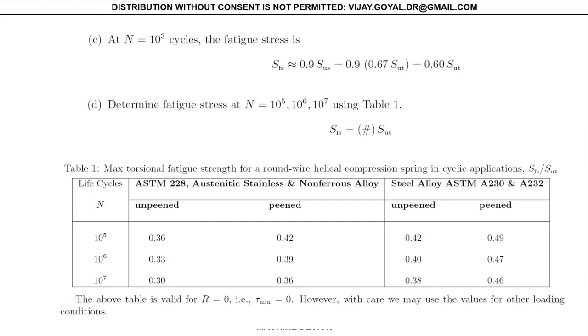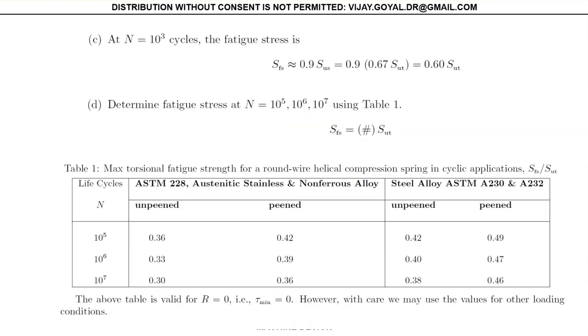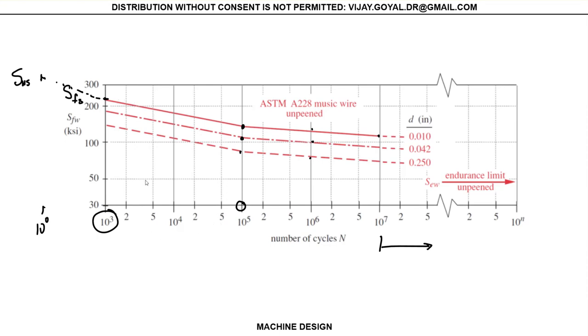And then at 10 to the 3 cycles, this location right here, we will find that by basically multiplying 0.9 times SUS, or you can approximate that, just multiply 0.6 times the ultimate tensile strength. So then you have 10 to the 5, 6, and 7. And those are the numbers you place in here. And that will give you these values that you need so you can plot this diagram, okay?